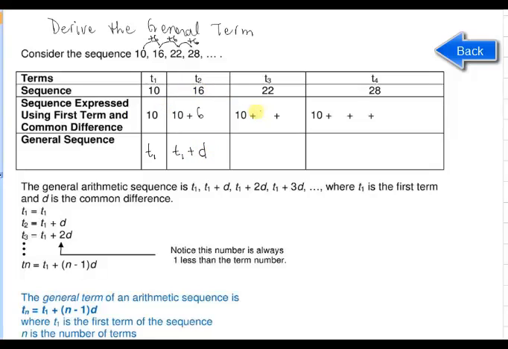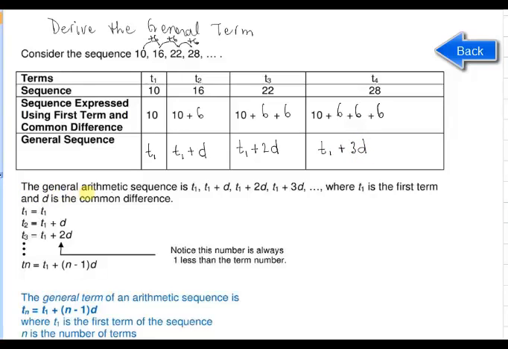To build our third term, we take our first term and we add 6 to get the 16, and then I add another 6 to get the 22. So as a general sequence, that would mean I would take term 1 and add 2 times the common difference. And to build the fourth term, I'll do the same thing. I'm going to go 10 plus 6 plus 6 plus a third 6, and that will give me 28, and as a general sequence that would be our first term plus 3 times the common difference.